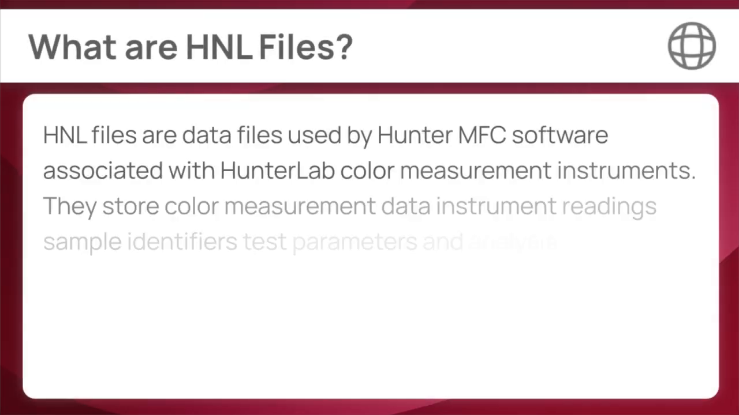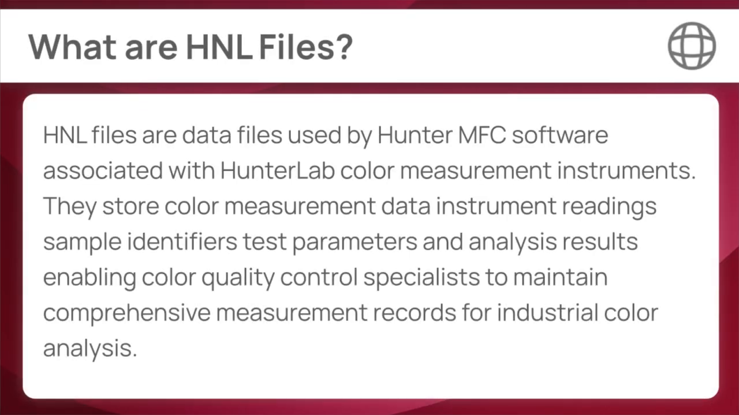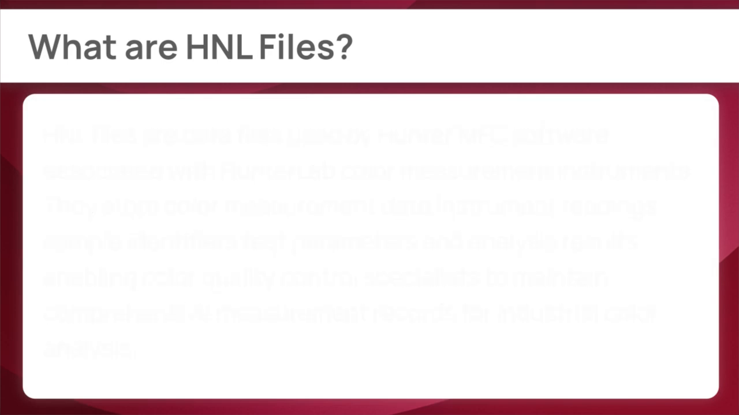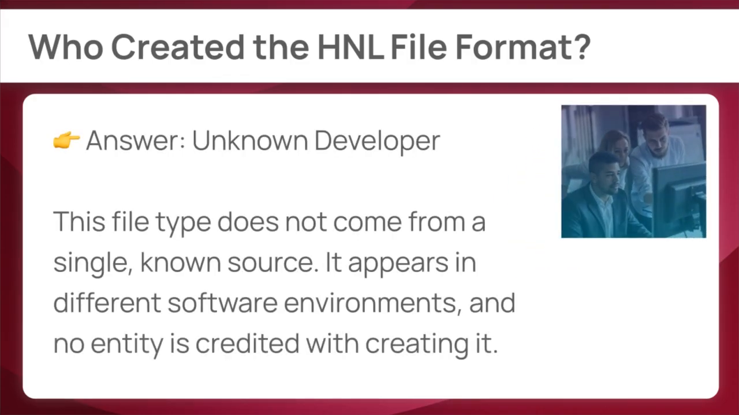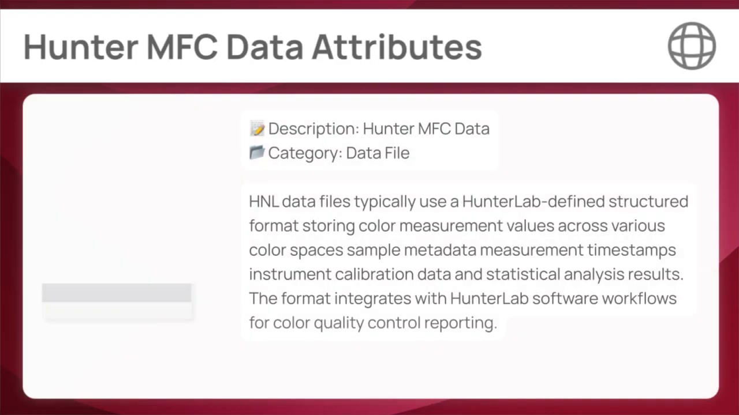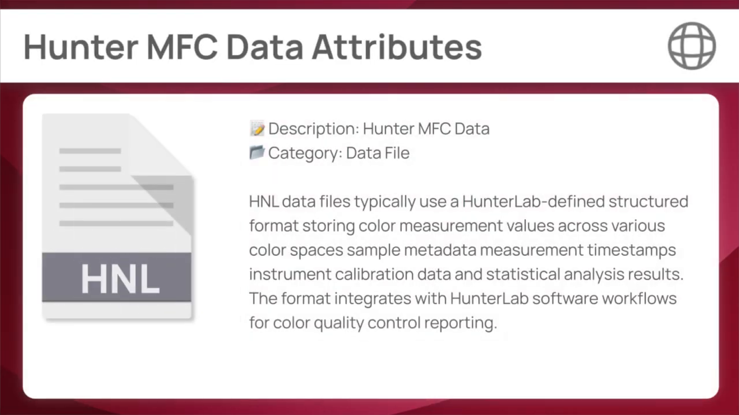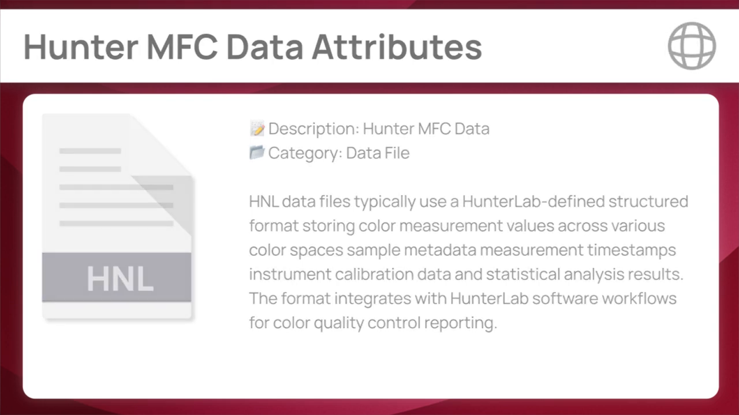HNL files are data files used by Hunter MFC software associated with HunterLab color measurement instruments. They store color measurement data, instrument readings, sample identifiers, test parameters, and analysis results, enabling color quality control specialists to maintain comprehensive measurement records for industrial color analysis. HNL data files typically use a HunterLab-defined structured format, storing color measurement values across various color spaces, sample metadata, measurement timestamps, instrument calibration data, and statistical analysis results. The format integrates with HunterLab software workflows for color quality control reporting.